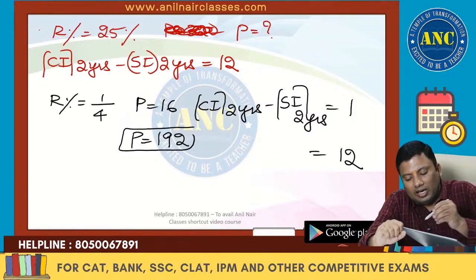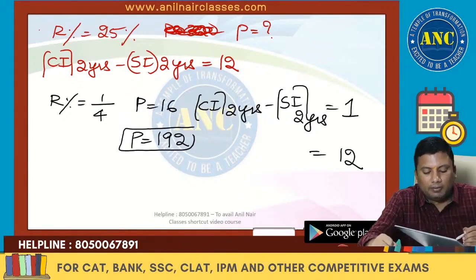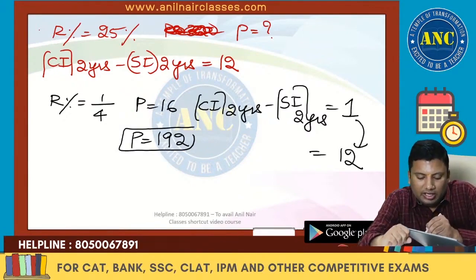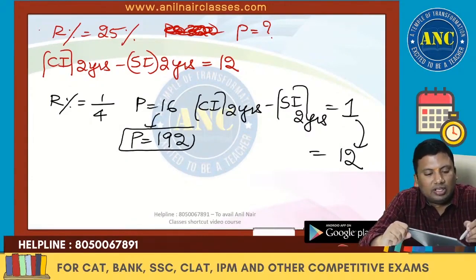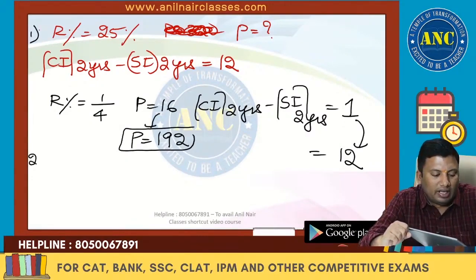CI for 2 years minus SI for 2 years is nothing but 1. But according to the question, it is 12. So 16 into 12 is 192. First problem, I hope it is clear.